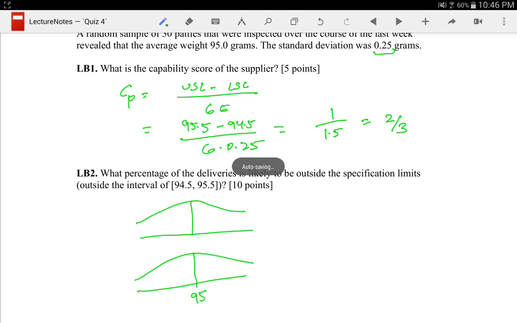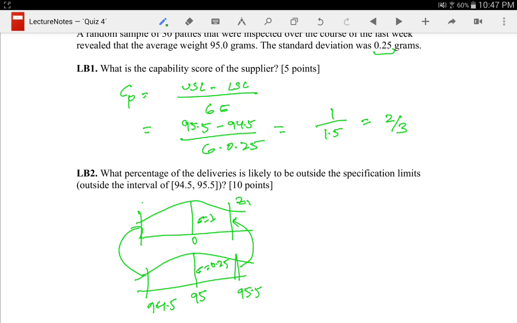And then we are concerned with the values 95.5 and 94.5. So our goal is to find the equivalence in this standard normal, the mean of 0 and the sigma of 1. Here the sigma equals 0.25. Similarly, we want to find the equivalence of 94.5.